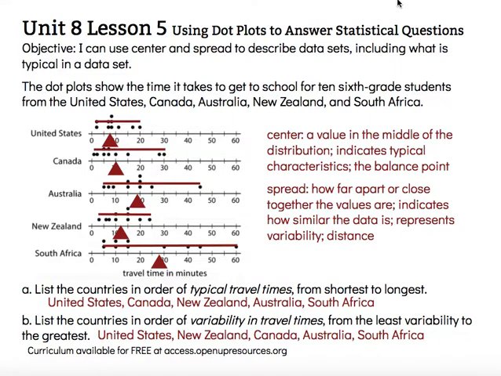Our objective says, I can use center and spread to describe data sets, including what is typical in a data set. So that center tells us that middle value or that balance point, and the spread tells us how alike the data is.